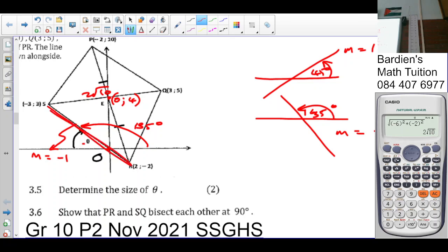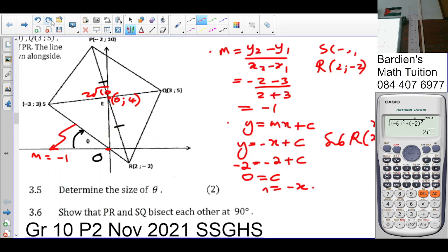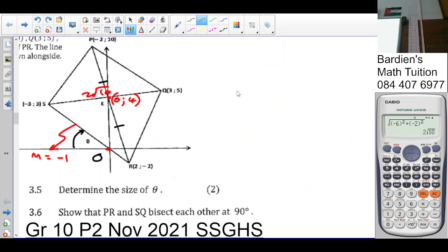If you look here, that is 135. Why? Because the gradient is minus 1 here. But these are angles on a straight line, so they add up to 180. So 180 minus 135 gives you a theta angle of 45 degrees. So that is simply 45. Make that note now in your books. Theta is 45 degrees.